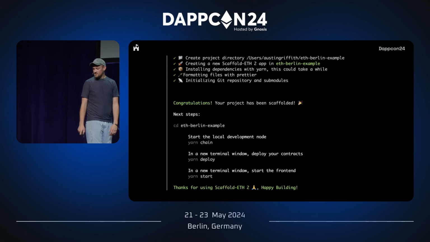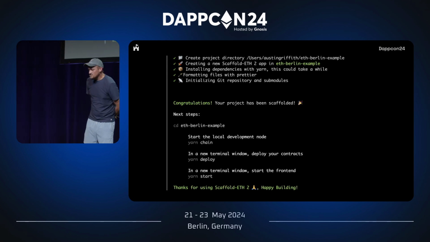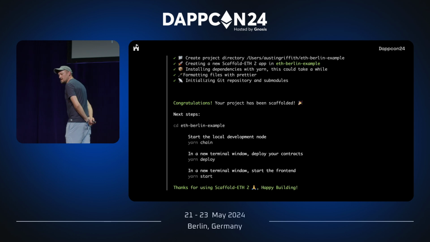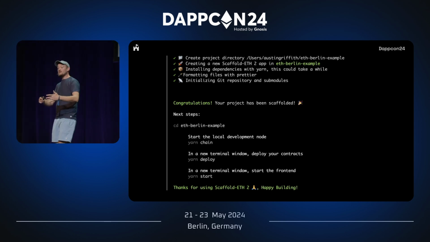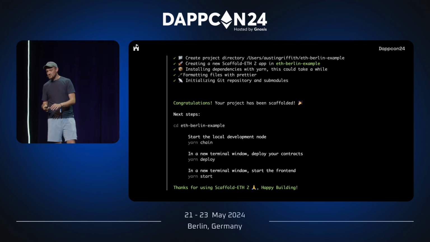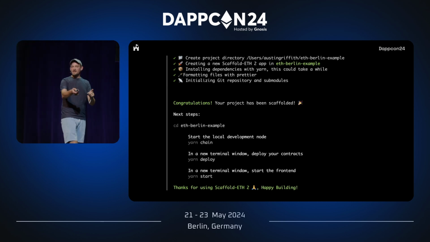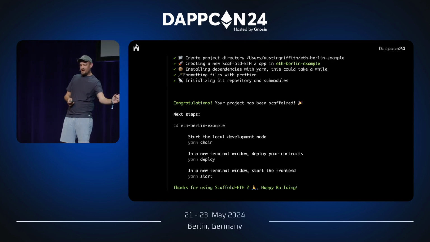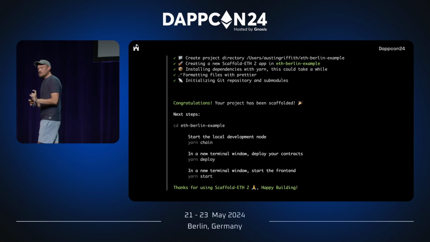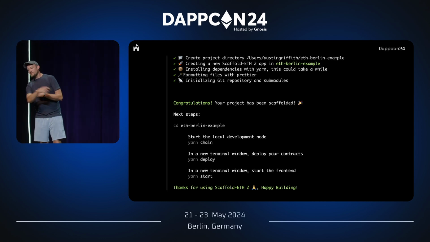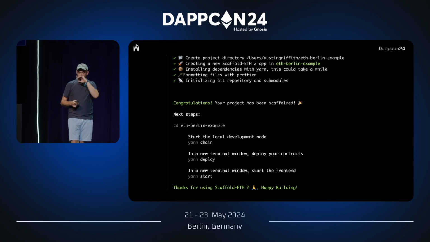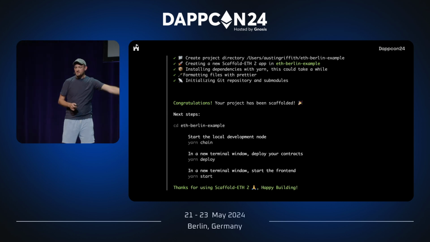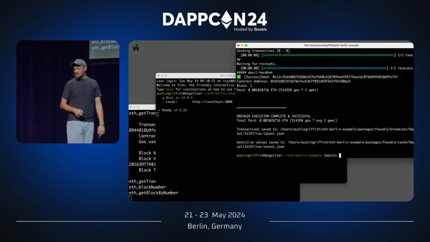I'm selecting Foundry here, and then it installs things, and it gives you the hint that you need to go run these three things, right? You need to cd into your directory, then you need to yarn chain to spin up your Anvil, then you need to yarn deploy to deploy your template smart contract, and then you yarn start, and that'll start your dev server. So I have all three of those things here.